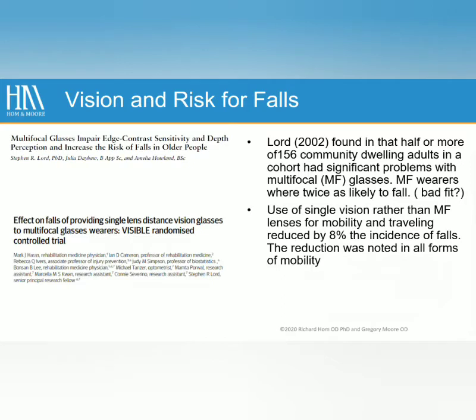So again, on the aspect of glasses, here's a particular test. Lord 2002 said that if you wear bifocal glasses, you're twice as likely to fall. This is a reference I did. But when you look at the study, what they did was they gave the glasses to the person and told them to come back 1 year later. Well, what does that mean? Did they adjust the glasses? If they had difficulty, were they able?